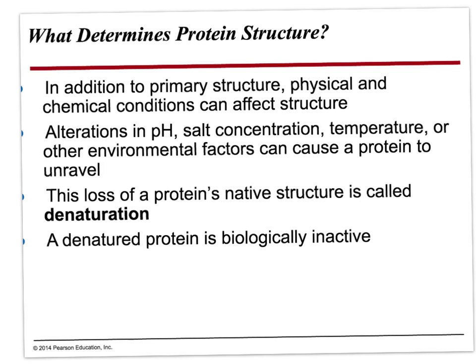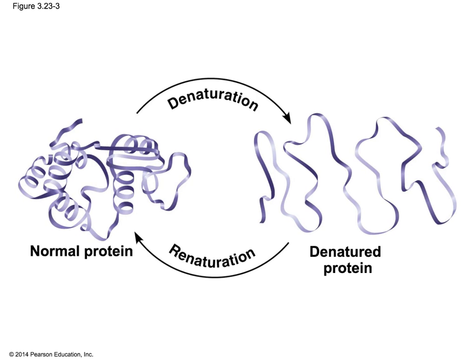So the cells actually have ways of renaturing, of returning a lot of proteins back to their original active shape. So we have denaturation, and then renaturation. And some cells do this. Some proteins can go back on their own. Some can go back with the help of some other cellular machinery. Some proteins do not go back at all. It all depends on the protein we're talking about.